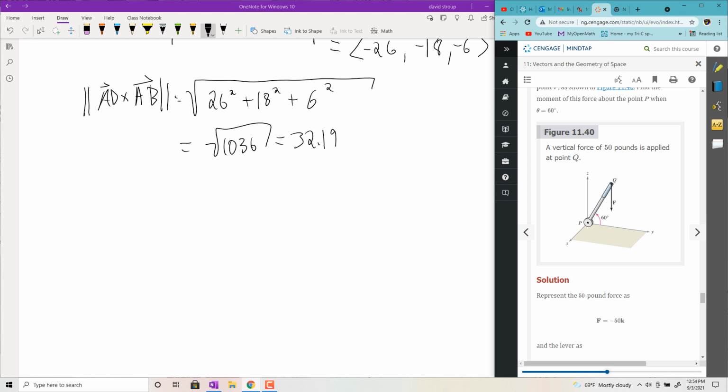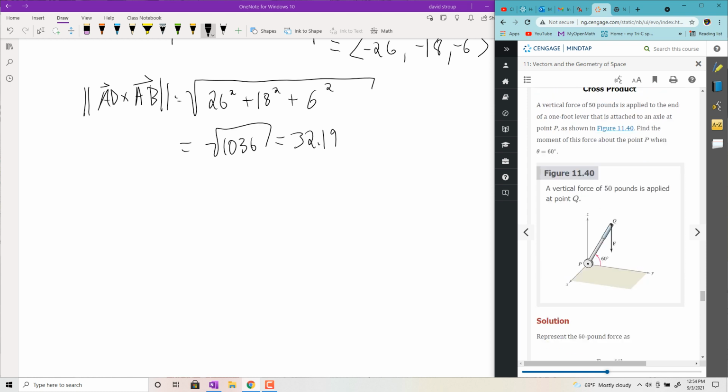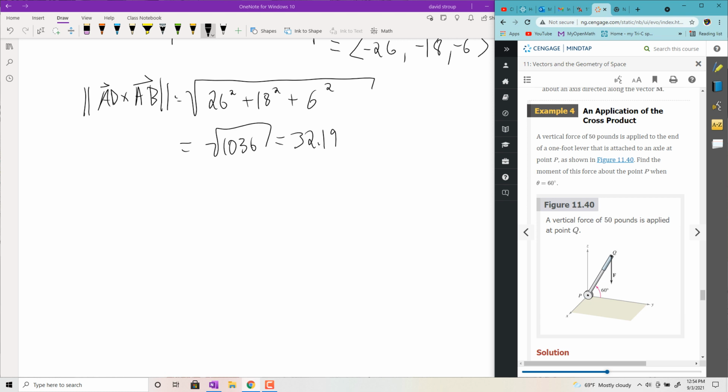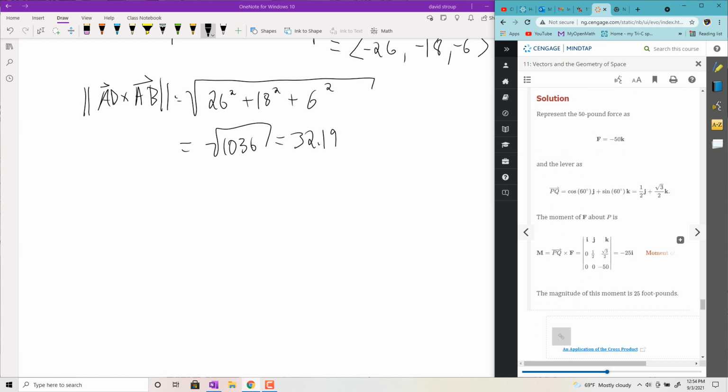If you look at this picture, the vector would be PQ. And then the other vector is the force vector, which is pressing on the wrench in a certain direction, so you get a vector for that. If you take the cross product, that will give you the moment of the force about this point P here. And then you can get the magnitude of it if that's what they want. So, find the moment of the force about the point.